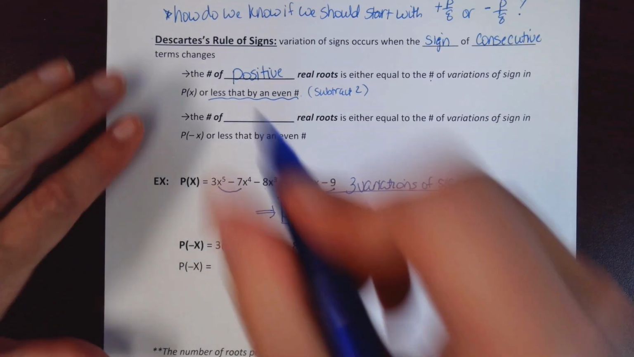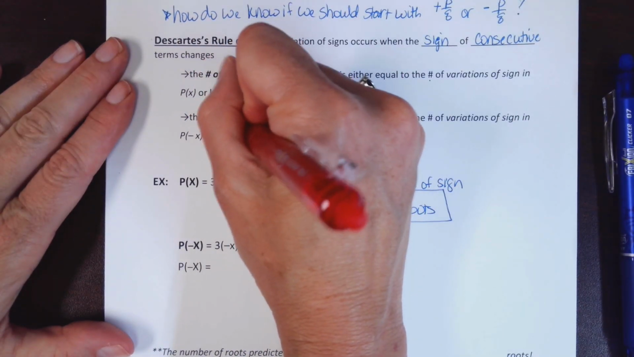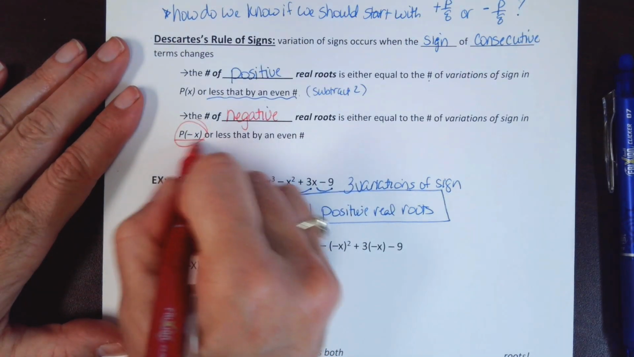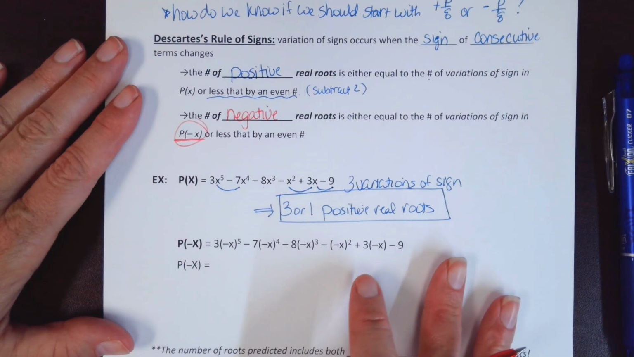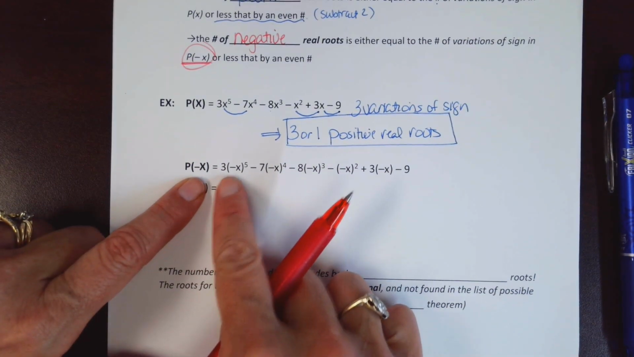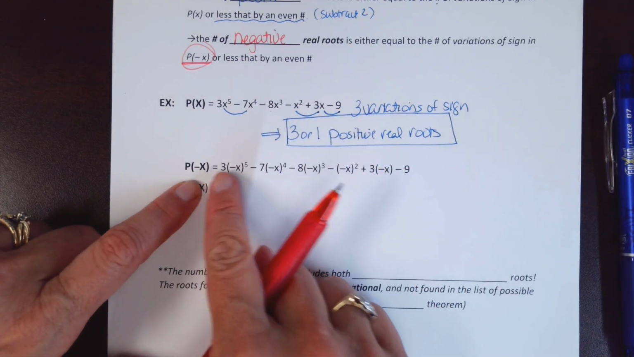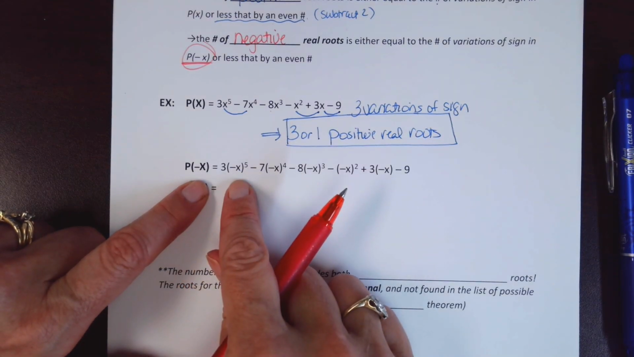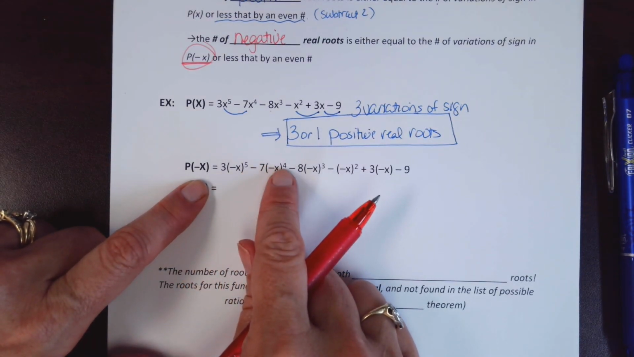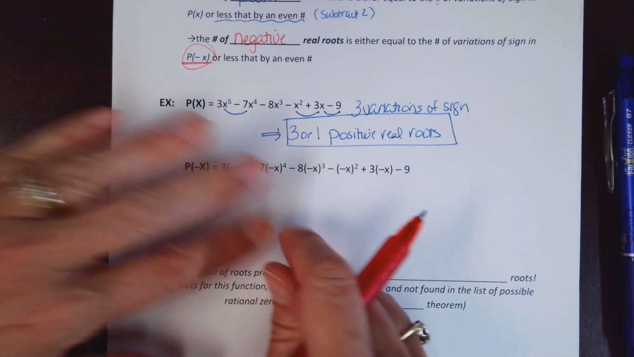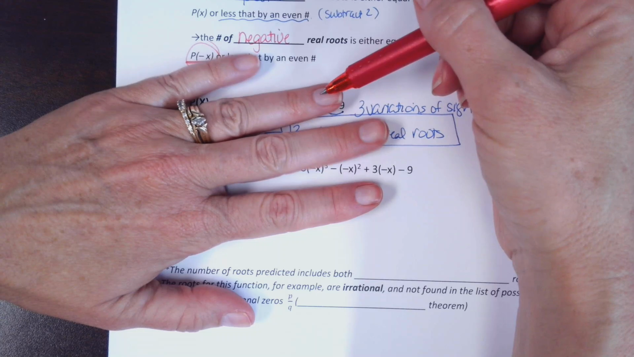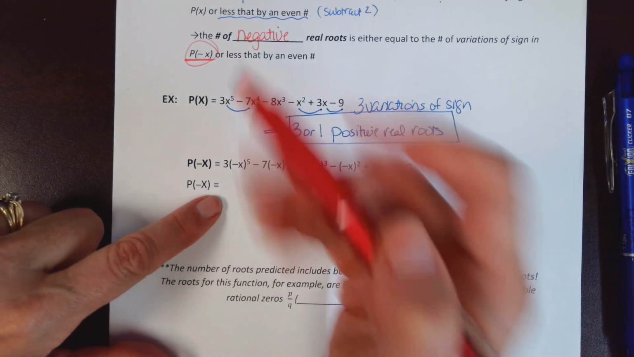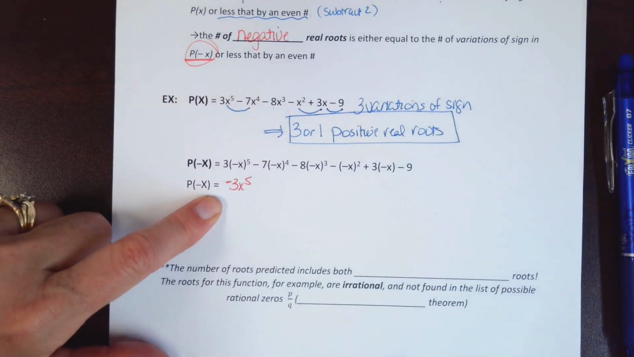Now, to check for negative real roots, I have to figure out first what is p of negative x. Okay? So let's come down here. Anywhere I have x, I have replaced it with negative x. Now this really doesn't take a lot of work. It's just what happens if my exponent's odd, what happens if my exponent's even. If my exponent is odd, I'm multiplying together an odd number of negatives. Negative, negative, pair up, negative, negative, pair up, and I've got a negative left over, so this term becomes a negative 3x to the 5th.